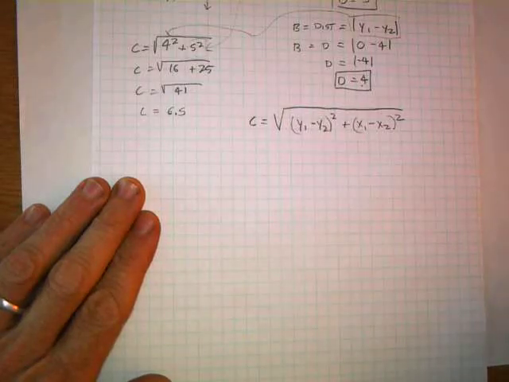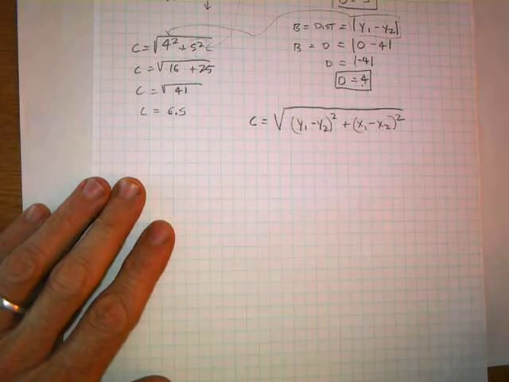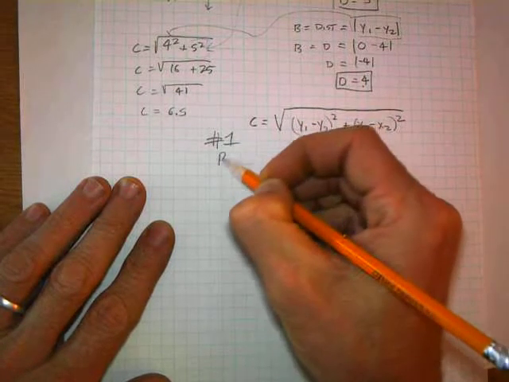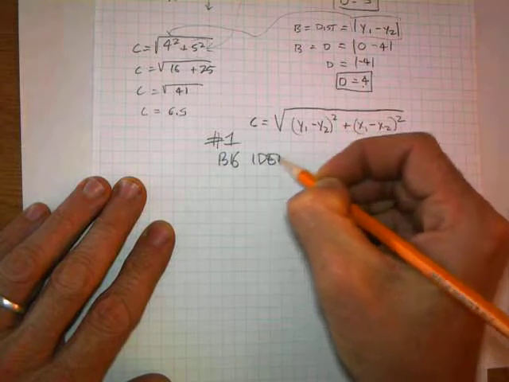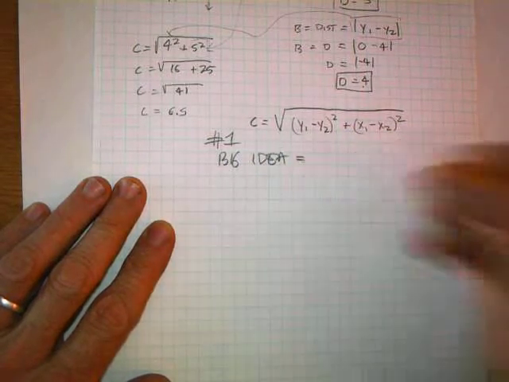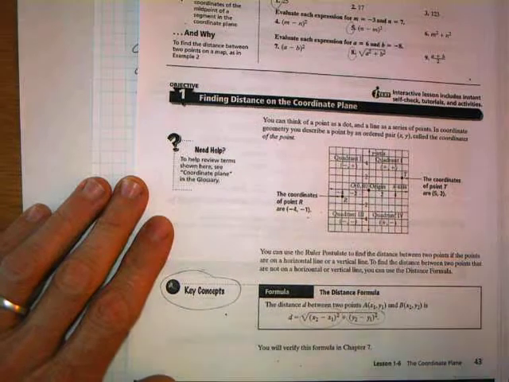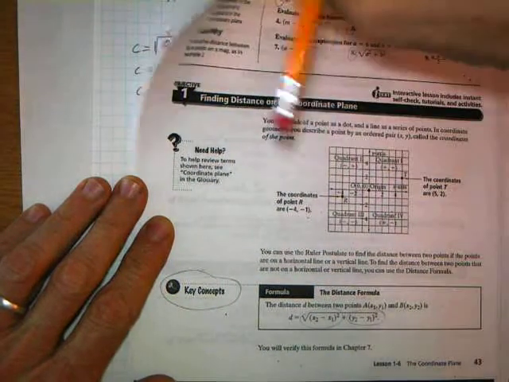Alright, here we are back at chapter 1-6. So, this is concept number 1. This is the number 1 big idea: the distance formula, which is this right here.